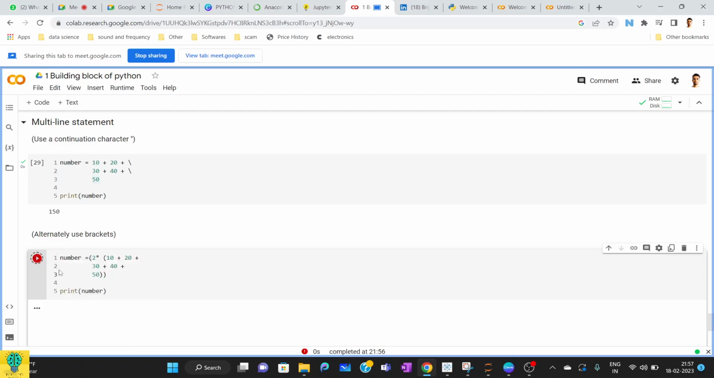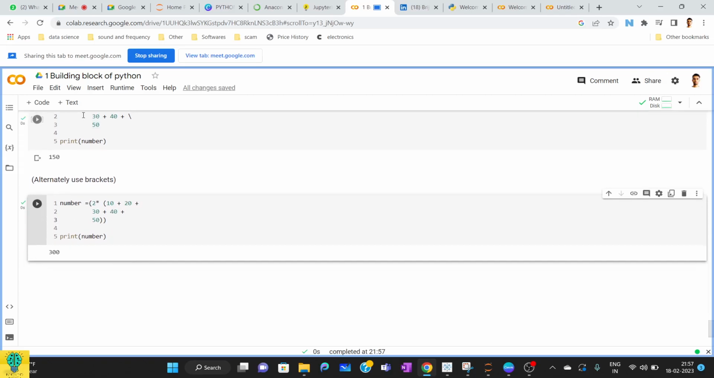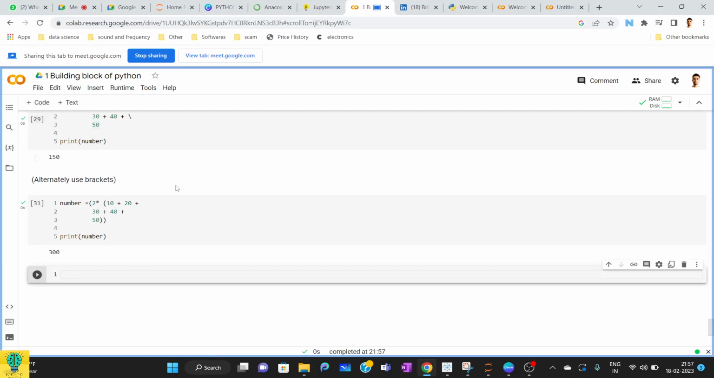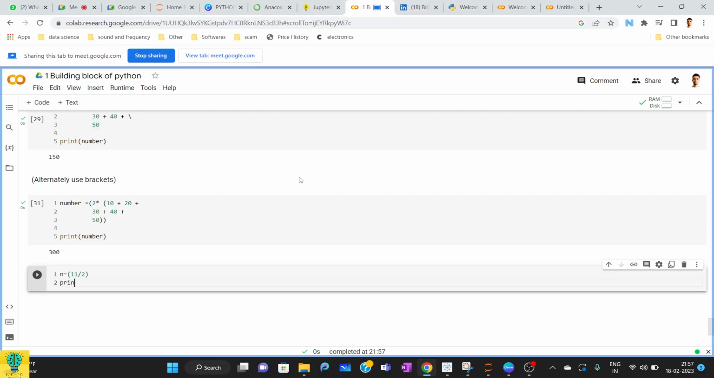Now if I sum it, what am I getting? 300. The 150 from the inner bracket is getting calculated, and then it goes to this number. Okay, let me write one more thing. Just answer this, what is it going to be? 10 divided by, not 10 but 11 divided by 2. If I write print n, what will be the output?